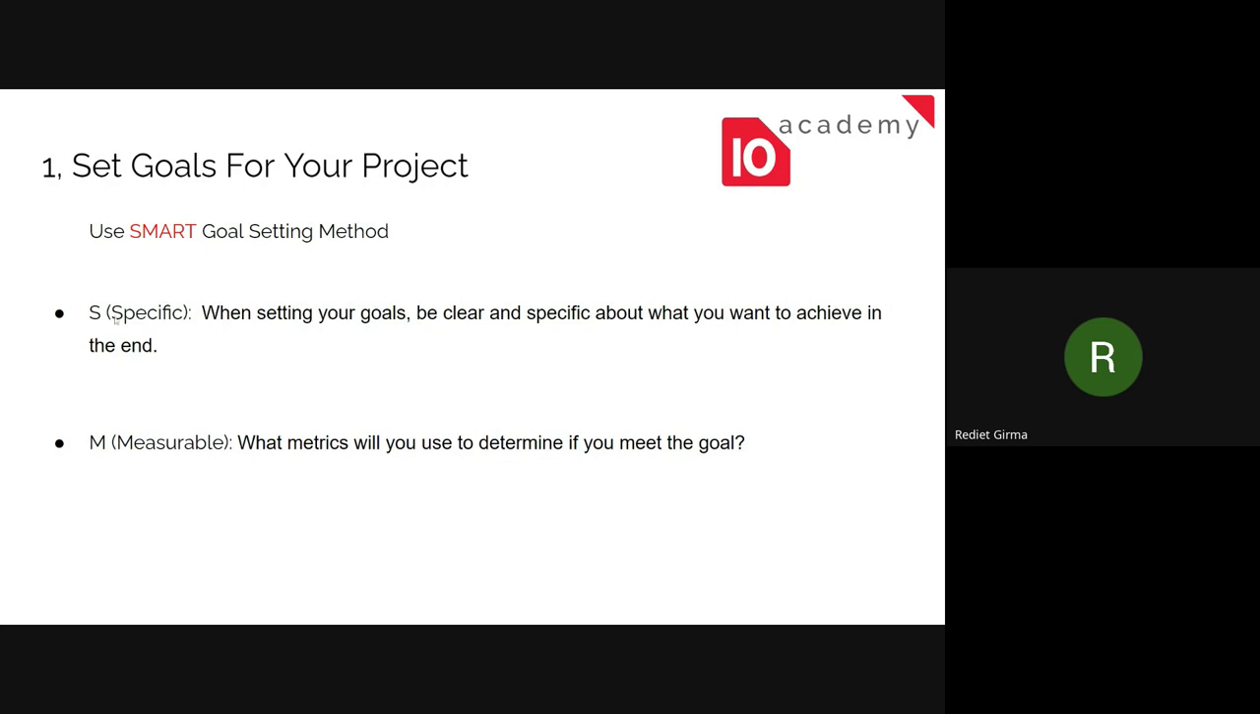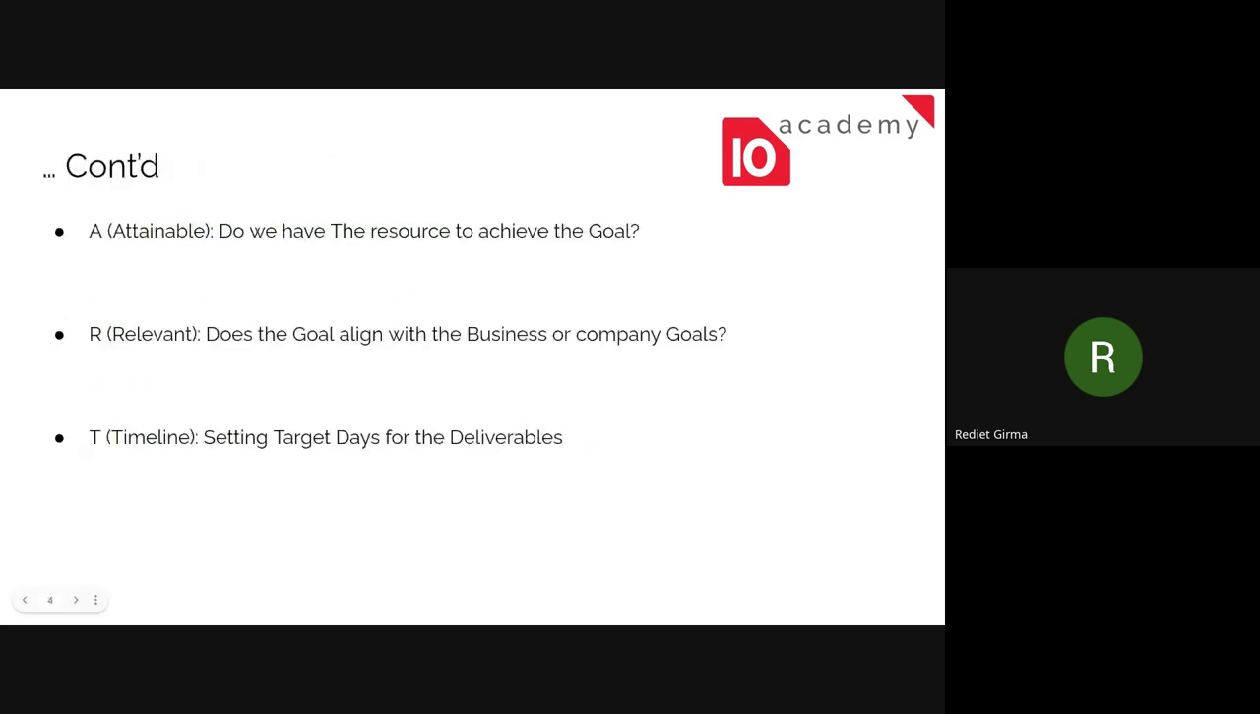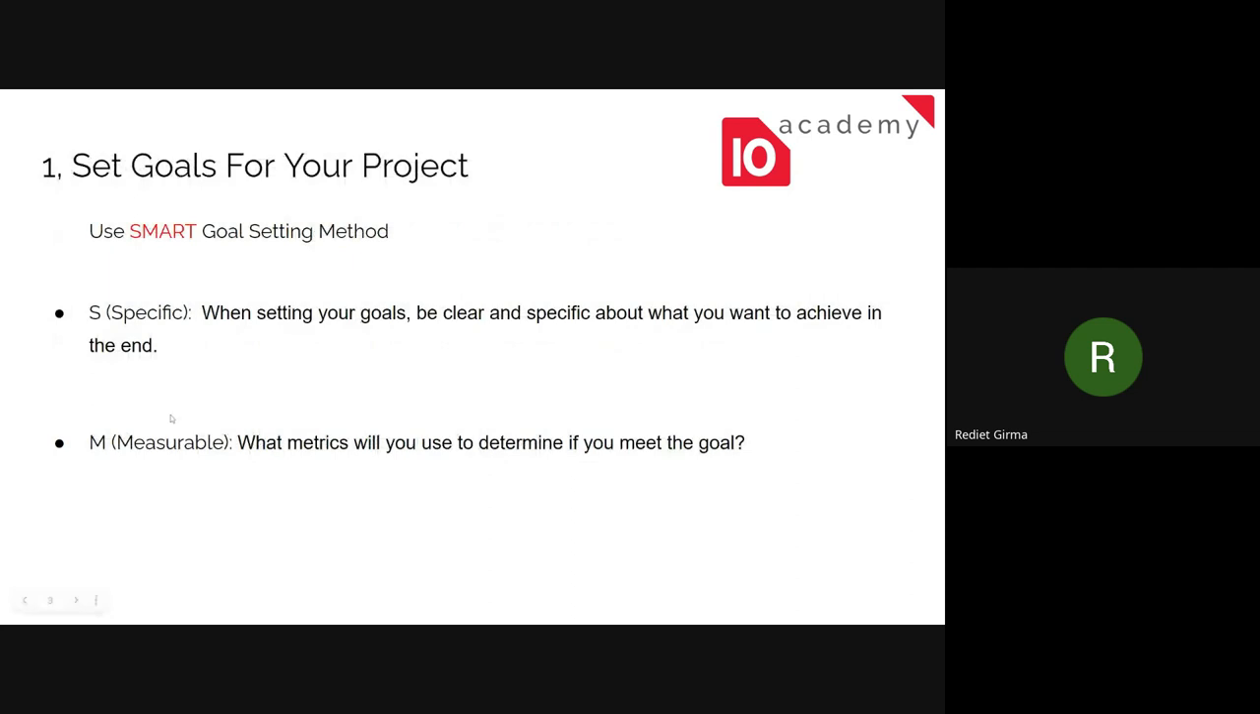It's an abbreviation, with a letter for every word: S stands for specific, M measurable, A attainable, R relevant, and T timeline. So what do we mean by that? Let's go over them. Specific means that when setting your goals, we need to be clear and specific about what we want to achieve in the end.